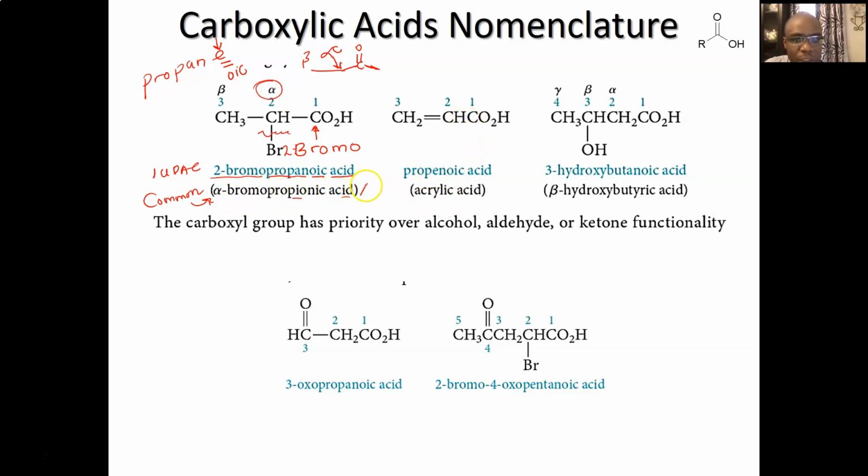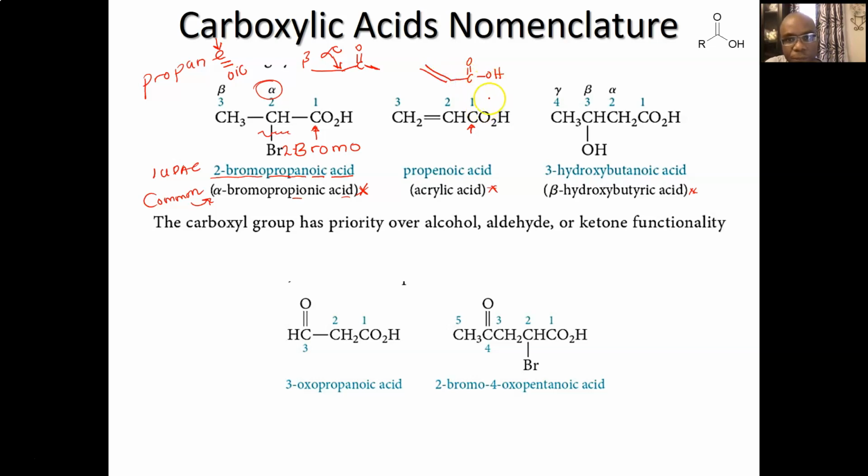But don't think I'll ask on these common names. I will just need the IUPAC name. So again, prioritize the carbon of the carboxyl group because it bears the carbonyl, right?